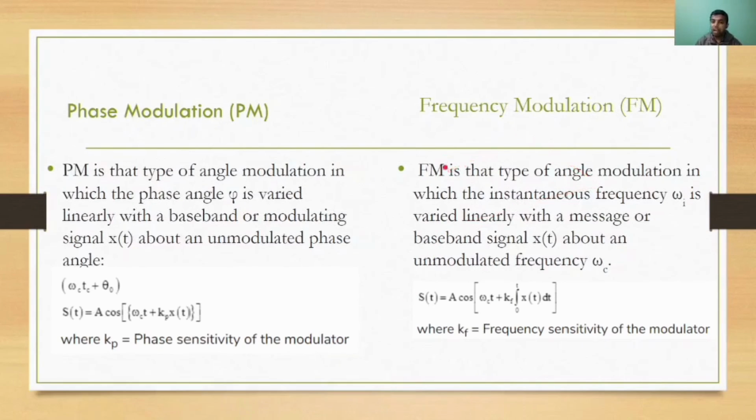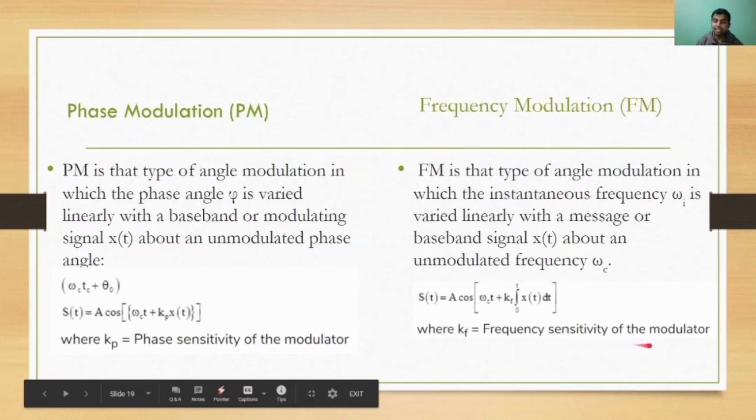While in the case of FM, the instantaneous frequency omega i is varied linearly with the message or baseband signal x(t) about an unmodulated frequency omega c. So s(t), our modulated signal, can be written as Ac cos(omega c t plus kf integration 0 to t x(t) dt), where x(t) is our message signal and kf is the frequency sensitivity of the modulator.